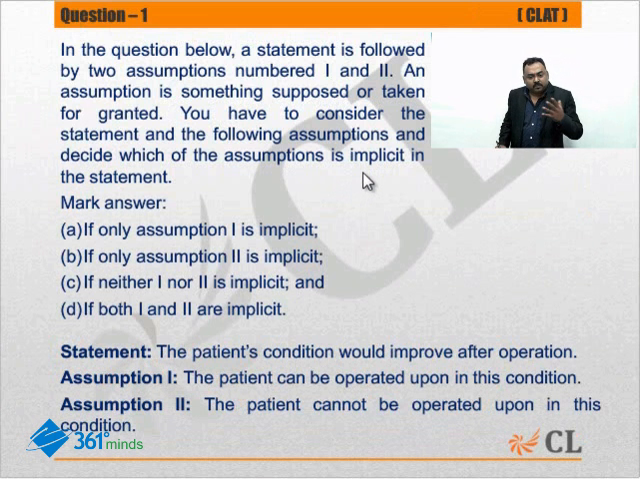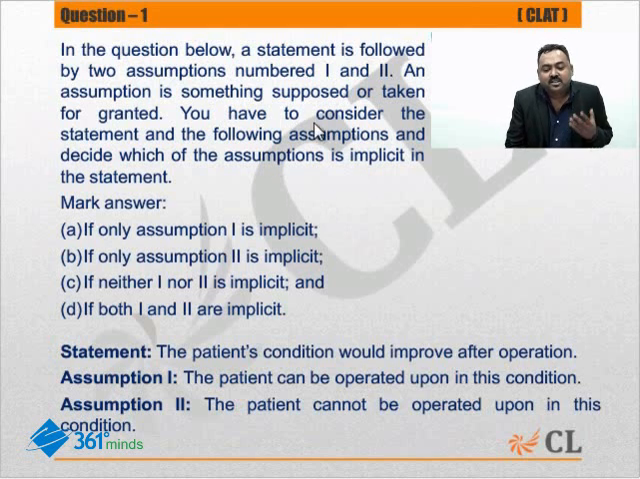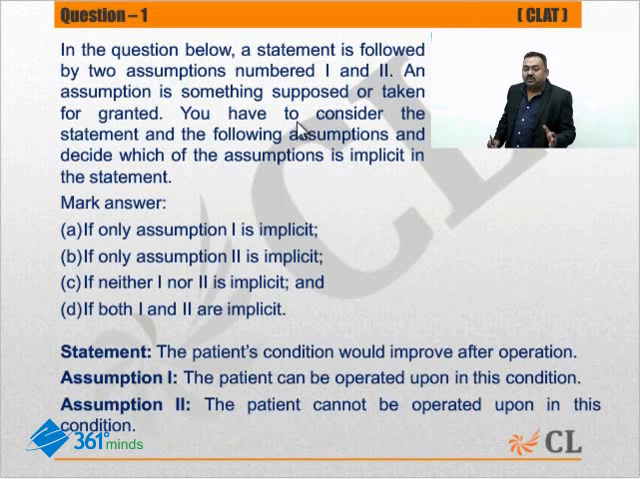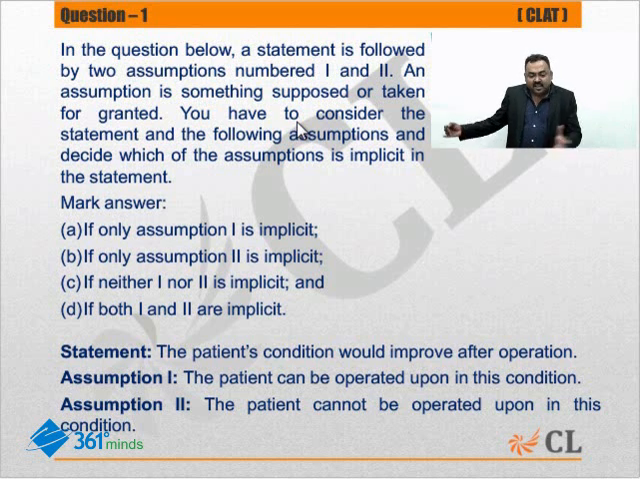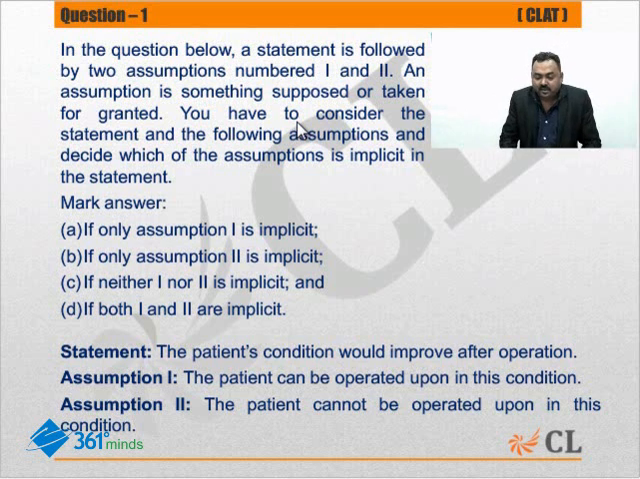Okay, so in the question below, a statement is followed by two assumptions, number 1 and 2. An assumption is something supposed to be taken for granted. You have to consider the statement and the following assumptions and decide which assumption is implicit in the statement. Mark A if only assumption 1 is implicit, mark B if only assumption 2 is implicit, C if neither is implicit, D if both. Okay. So you have to independently evaluate.